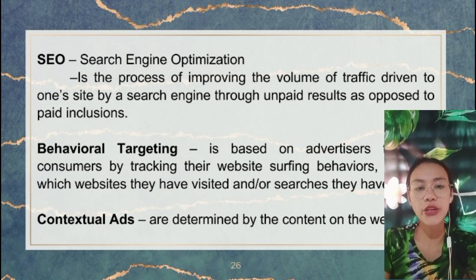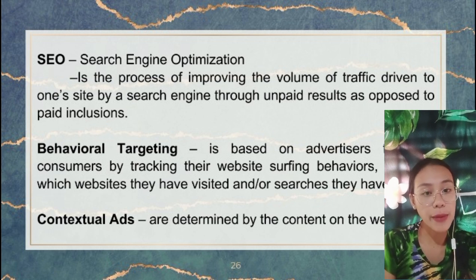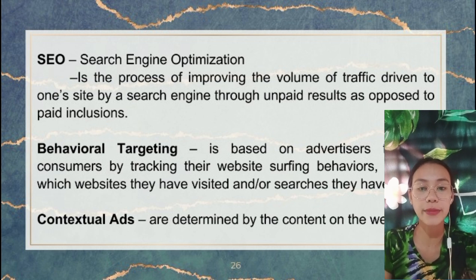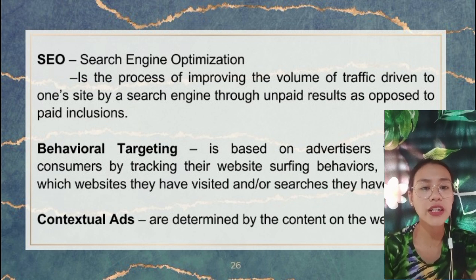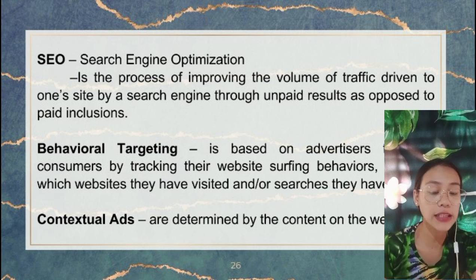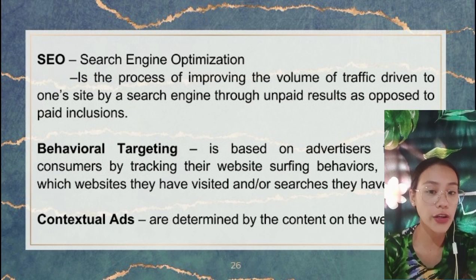So next, the contextual ads. So are determined by the content on the web page. Whereas behavioral advertising is based on surfing behavior, contextual ads are determined by the content on the web page. So for example, an advertiser nag-place og airline ad sa travel site, a golf ad on a golf site.